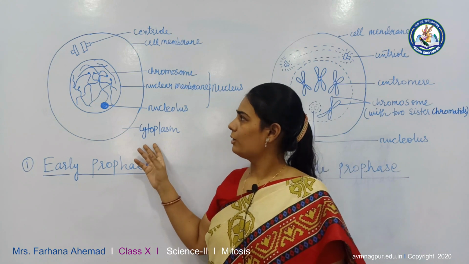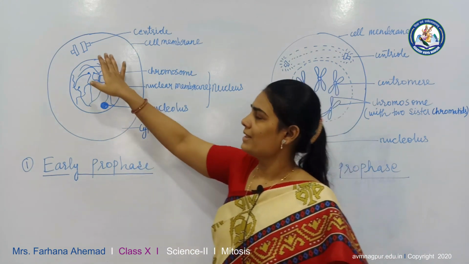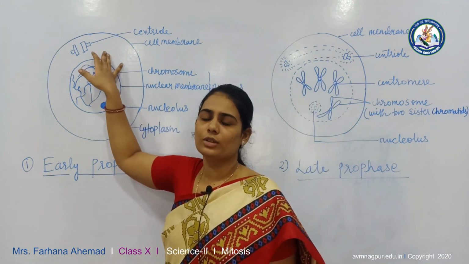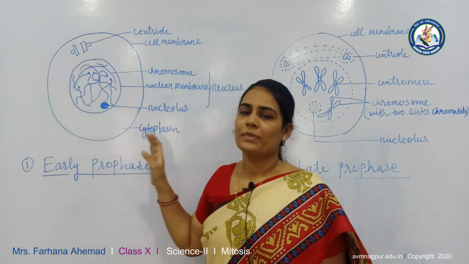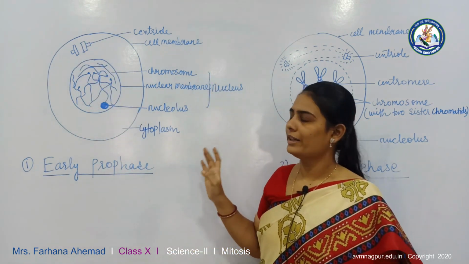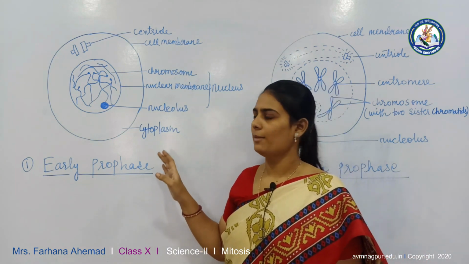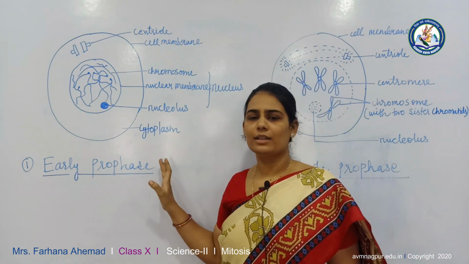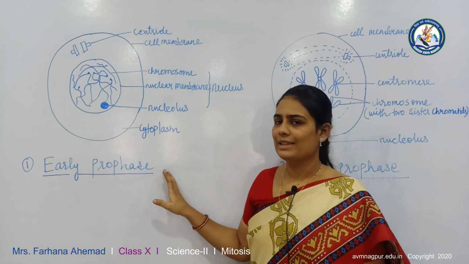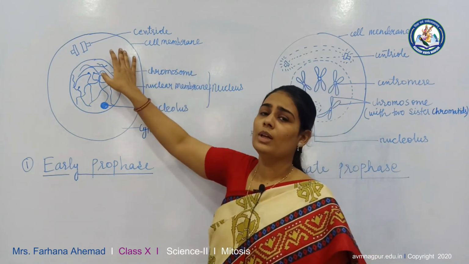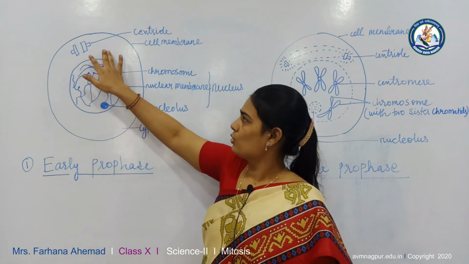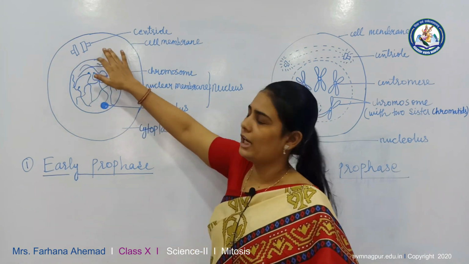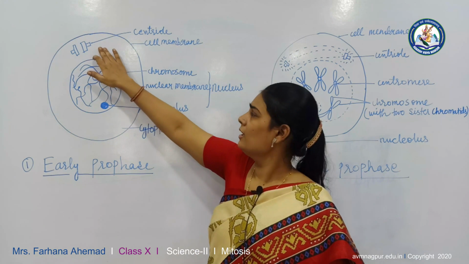Now in early prophase you can see here, this is centriole. Actually, the centriole arises from the centrosome, an organelle already present in the cytoplasm. When this cell enters the early prophase stage, the centrosome splits up and converts into centriole. So this is centriole. It helps in the formation of spindle fiber.